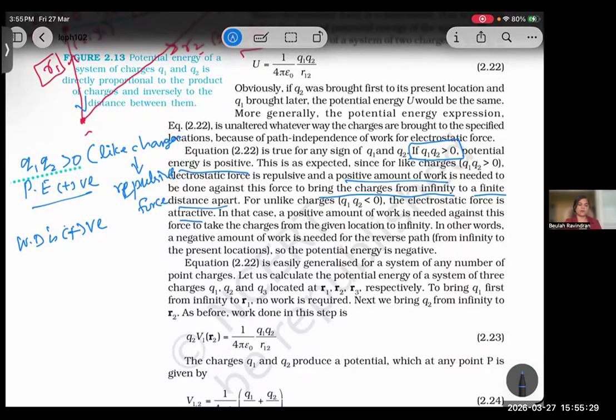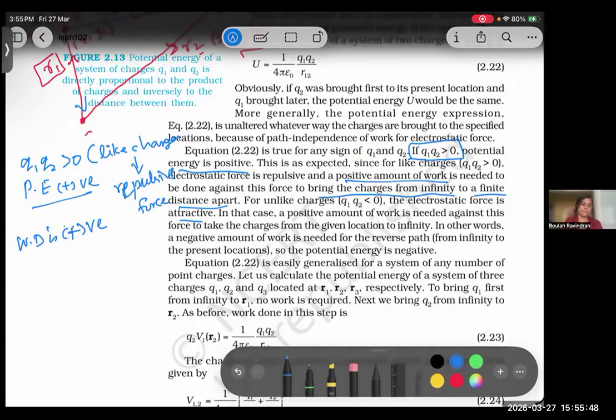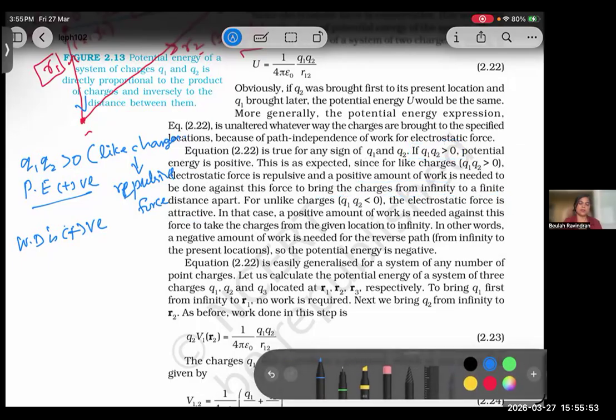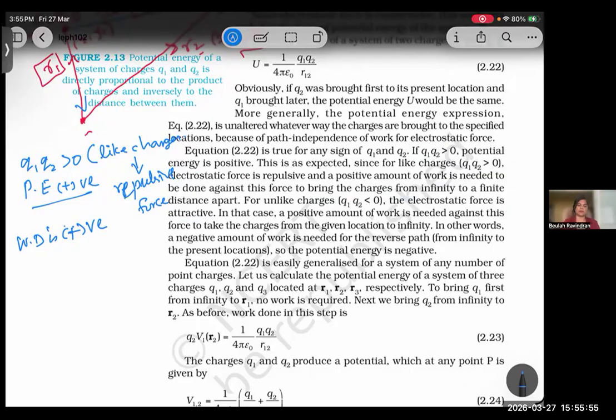So our finite distance apart, we can say. We saw P to R to P, if you brought the unit positive charge from infinity to one point. Infinity to a finite distance apart. Have you written? The same way, you have to write Q1, Q2 is negative, all vice versa. There, the reverse path, that means from infinity to the present locations.